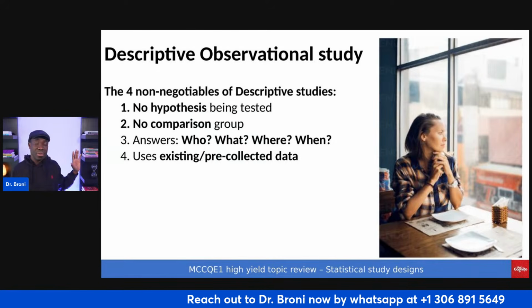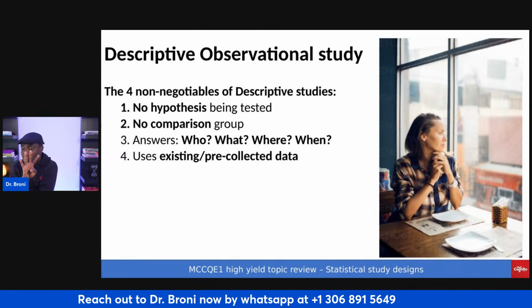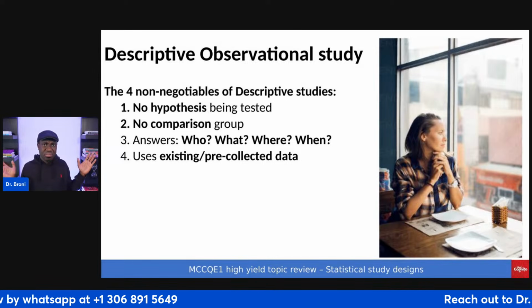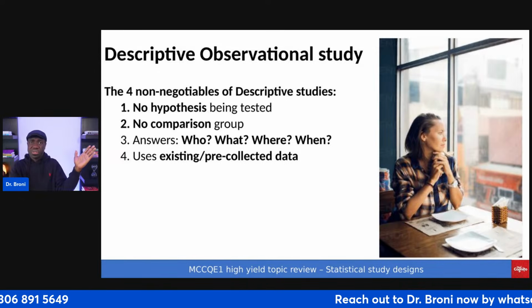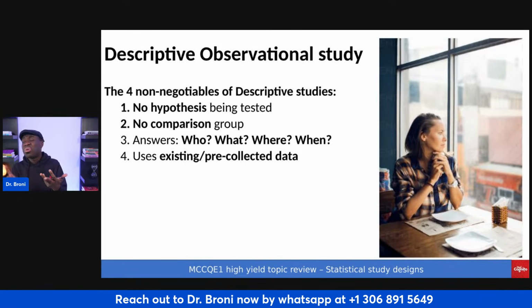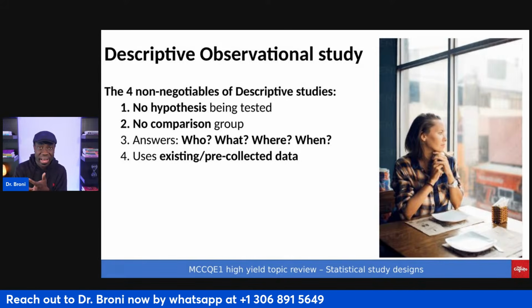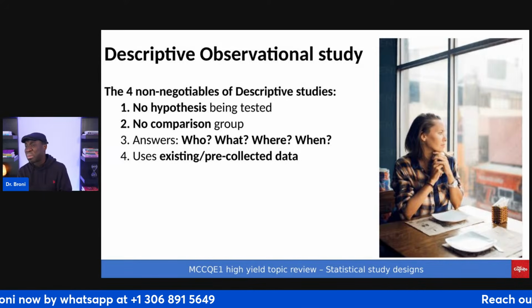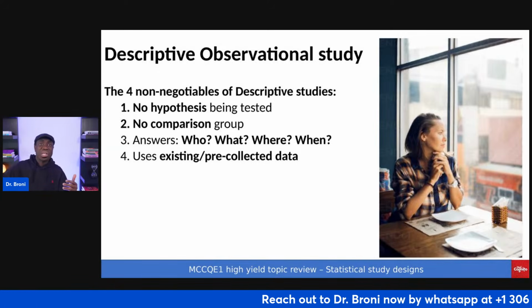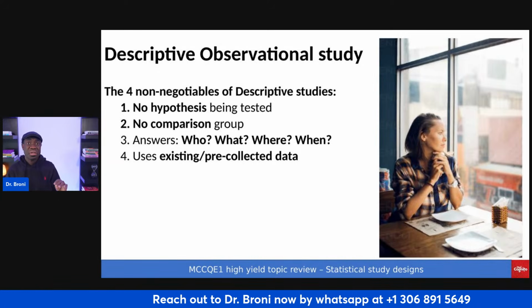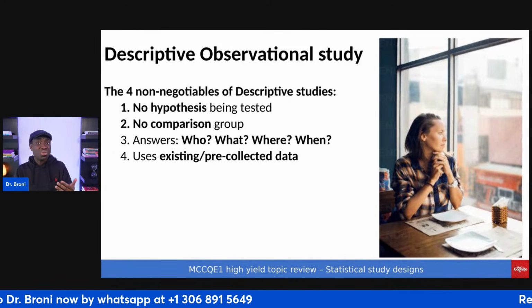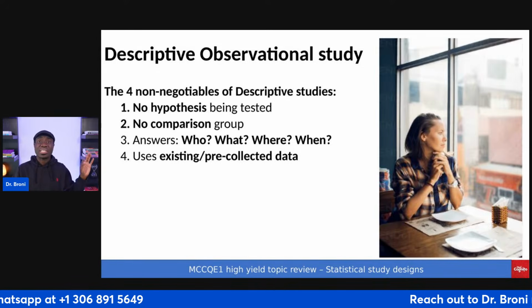Descriptive study. So what are the four non-negotiables of descriptive studies? You are not testing any hypothesis. You are not comparing any groups. You are just answering the question: who, what, where, and when. Who is passing by? A man passed by. A woman passed by. Somebody is jogging. That's all you are doing. You are using existing, pre-collected data to do your thing. You're not really doing any analysis or anything.